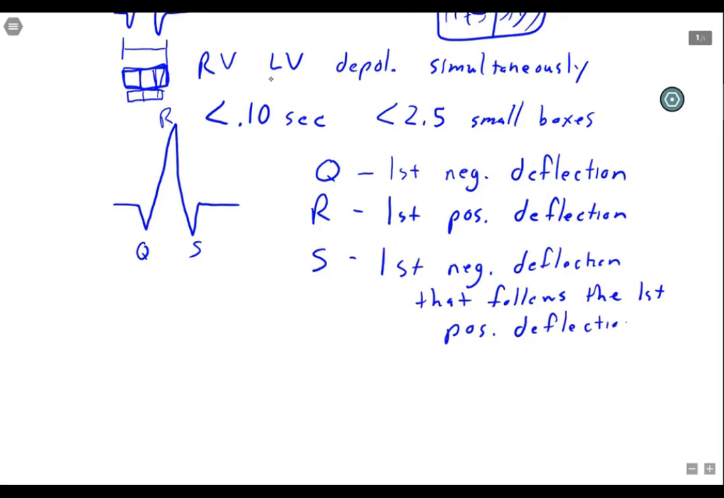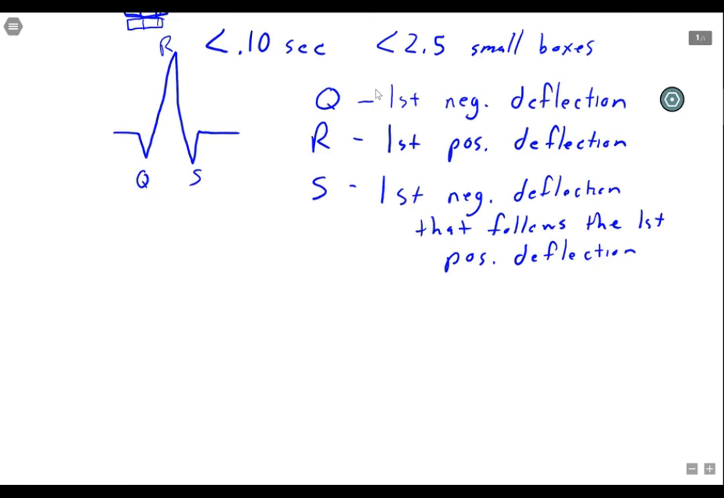So let's look at some examples so this makes a little bit more sense. So what happens if we have this scenario where there's no electrical activity and all of a sudden there's a positive deflection and a negative deflection? Well, what do we name these waves? Well, this is the first positive deflection, so we call it an R. And this is the first negative deflection that follows the first positive, so it's an S. So there is no Q wave here.